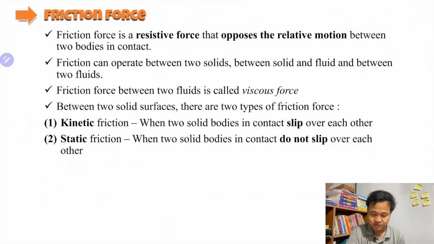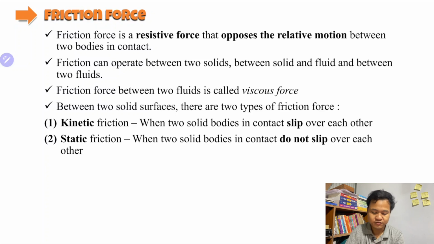So let's see what friction force is. Friction force is a resistive, opposing force. It will try to oppose the relative motion between the two bodies in contact. From the kinematics portion, relative motion in 1D and 2D, you have some idea of relative motion. That relative motion is what it will try to oppose. I will show you this after some slides when I teach you the direction of friction.